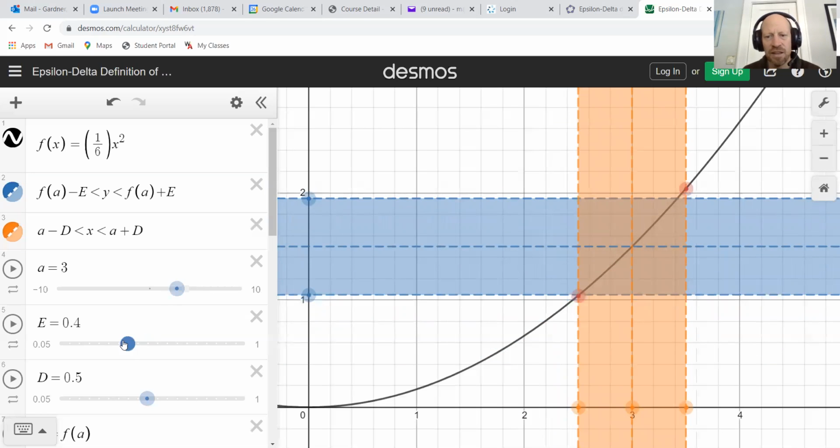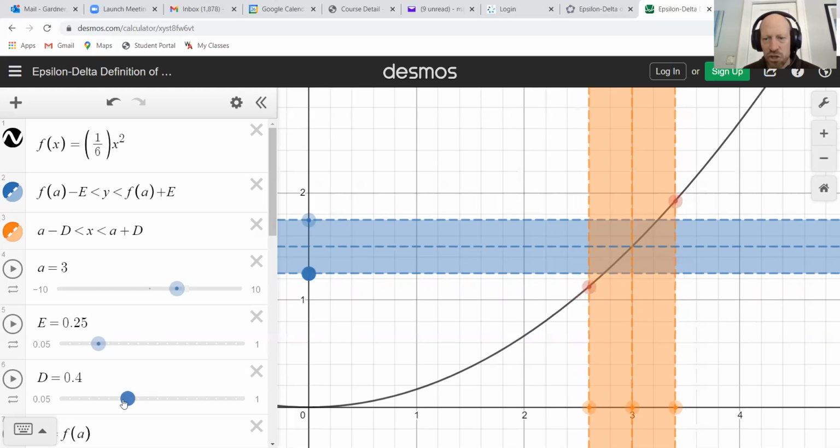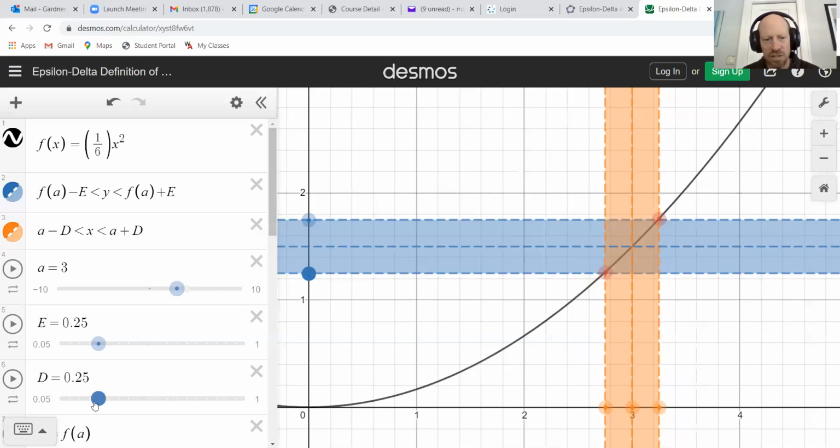So the idea is that if I pick an epsilon right here, let's say 0.25, the current delta or D does not work, right? Because there's all these values up here, right? Anything in the orange is fair game because that's within delta of 3. And a number of those function values fall outside of that blue target. But that's fine. I can shrink that delta down so that it matches.